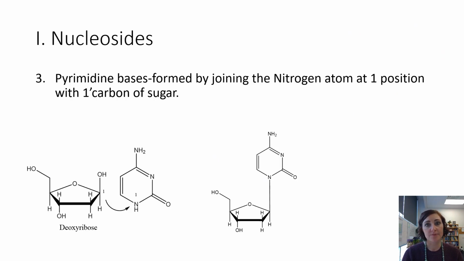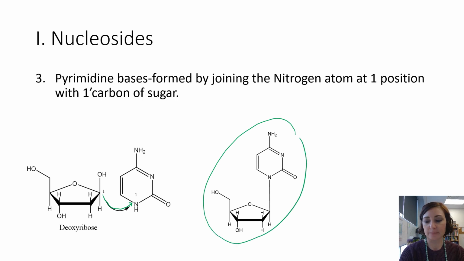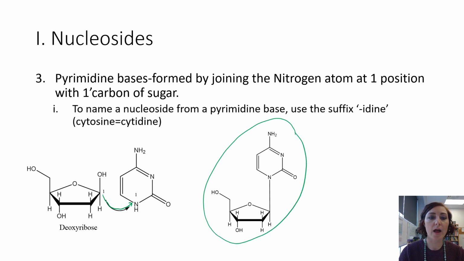All right, so let's talk about how we form a nucleoside. Pyrimidine bases are formed by joining the nitrogen atom at position number 1 with the anomeric carbon from our monosaccharide. When you create this linkage, this is your nucleoside. And we can name nucleosides as well. So if you have a nucleoside that comes from a pyrimidine base, it's going to be named differently than from a purine base. So a nucleoside from a pyrimidine base uses the suffix -idine. So cytosine, and we're naming it for the nitrogenous base that's attached to it, that gets changed to cytidine.